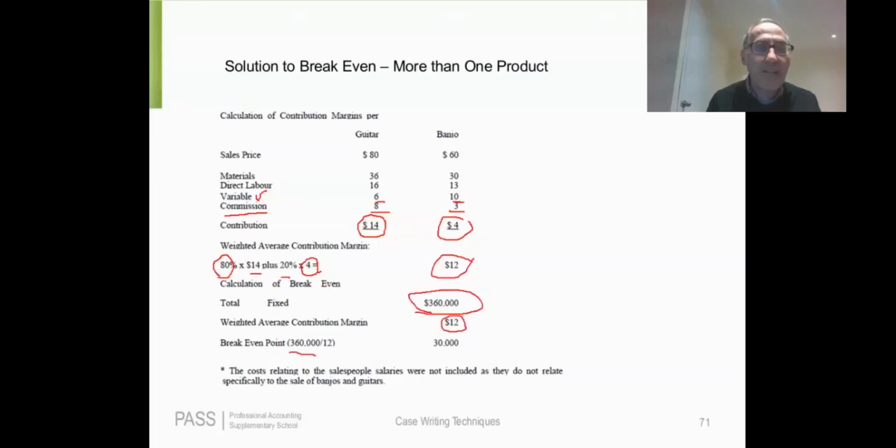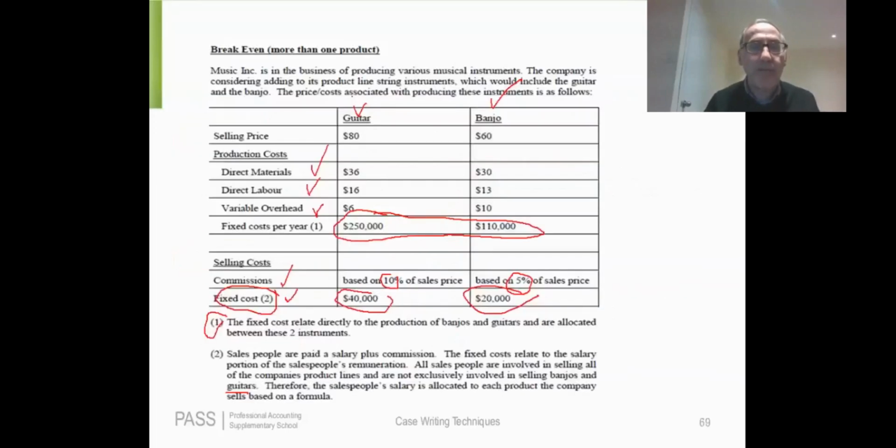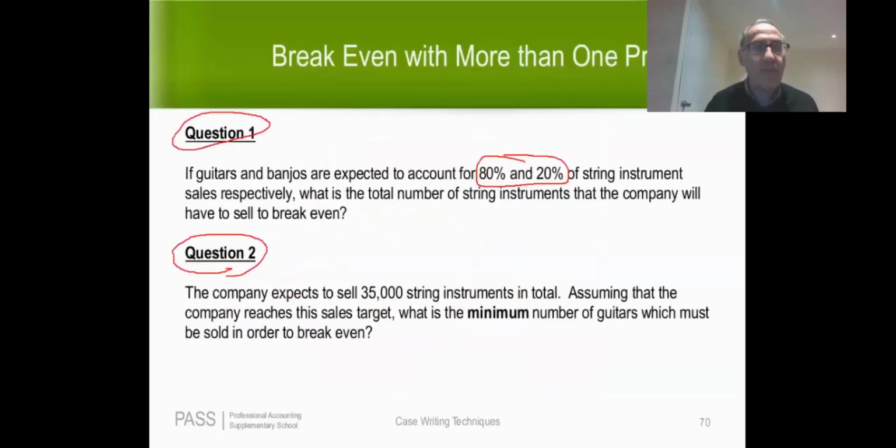So 360,000, and in case anybody's wondering where I'm getting the 360 from, all I did was I took these fixed costs right here. 250 plus 110 is 360. I ignored the salaries. I ignored these costs, the 40 plus the 20, because these are not related specifically to guitars and banjos. As you mentioned earlier, the salespeople sell all the instruments. So at the end of the day, even if we didn't sell guitars and banjos, the fixed selling costs would still stay the same. So they're not directly related to guitars or banjos, so I'm ignoring them.